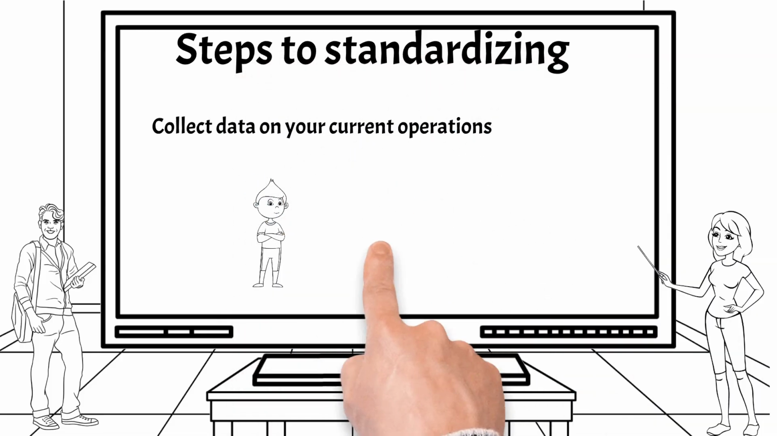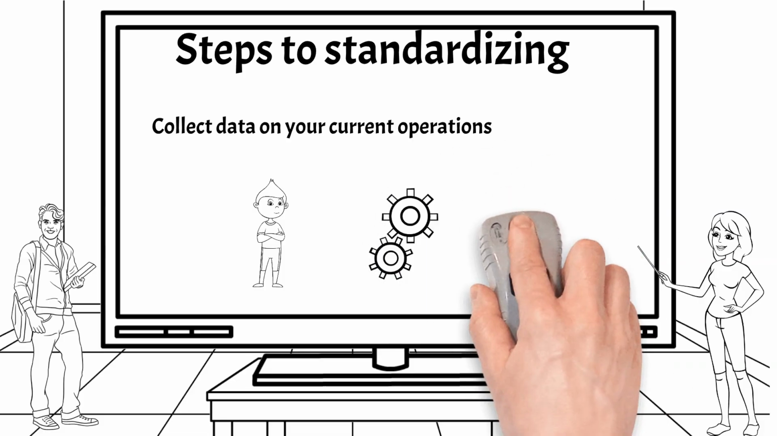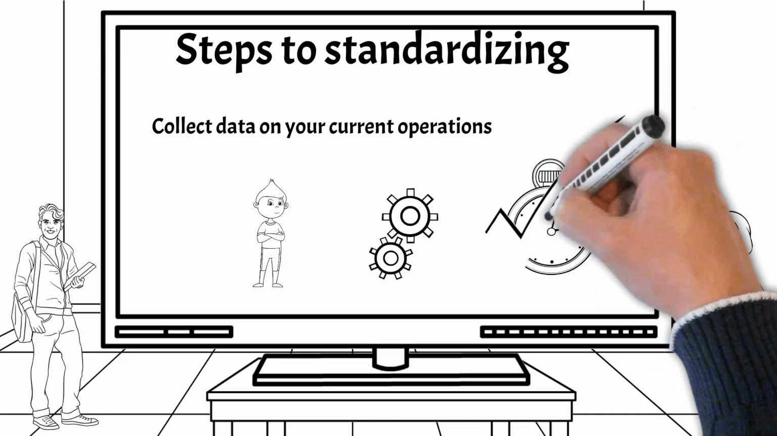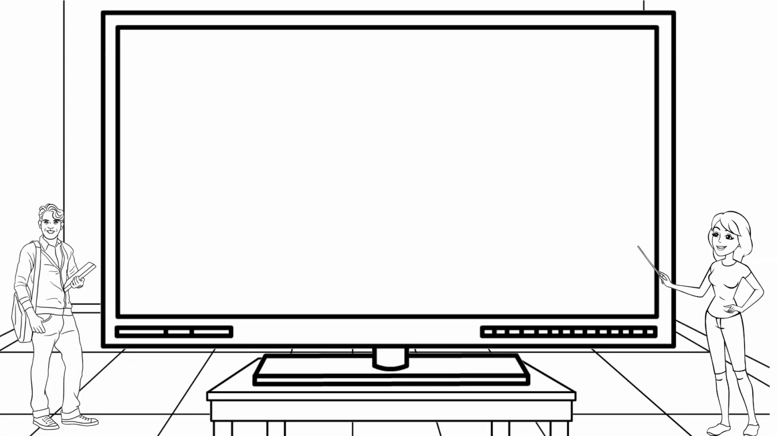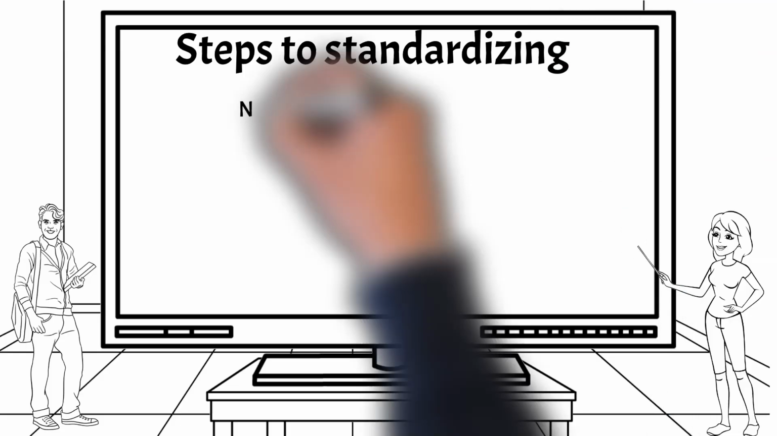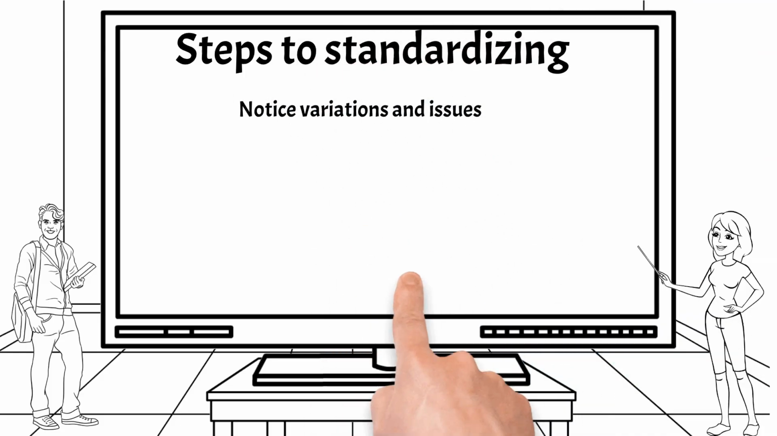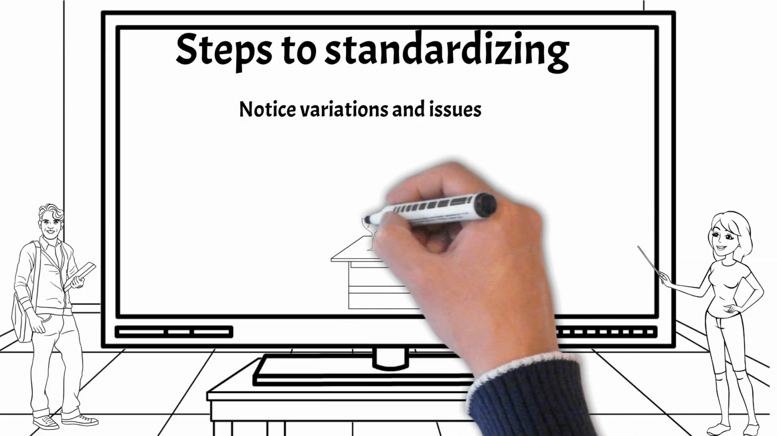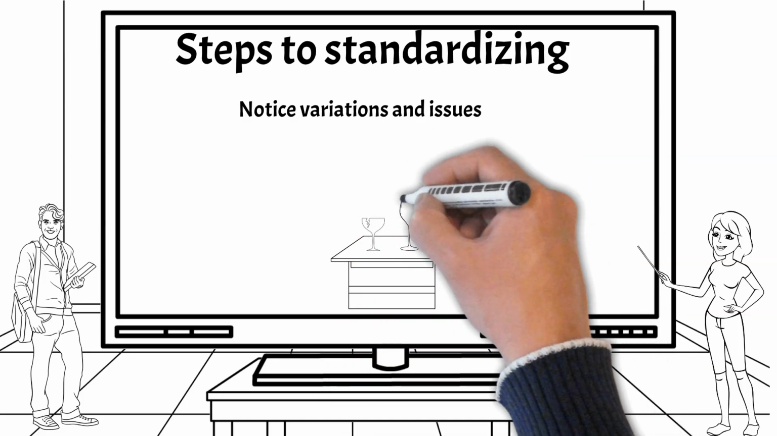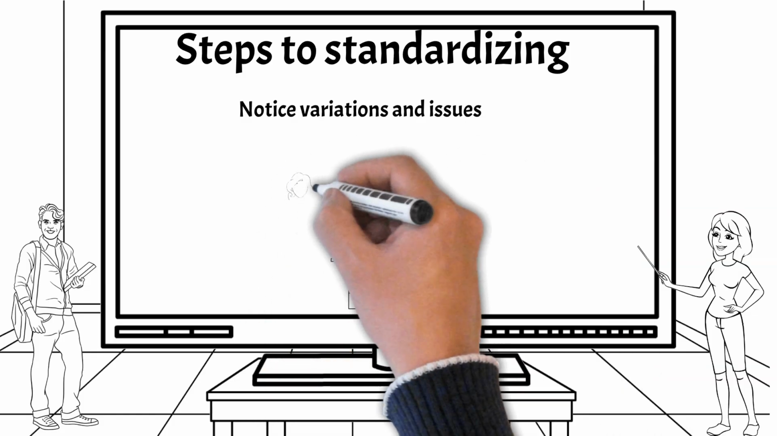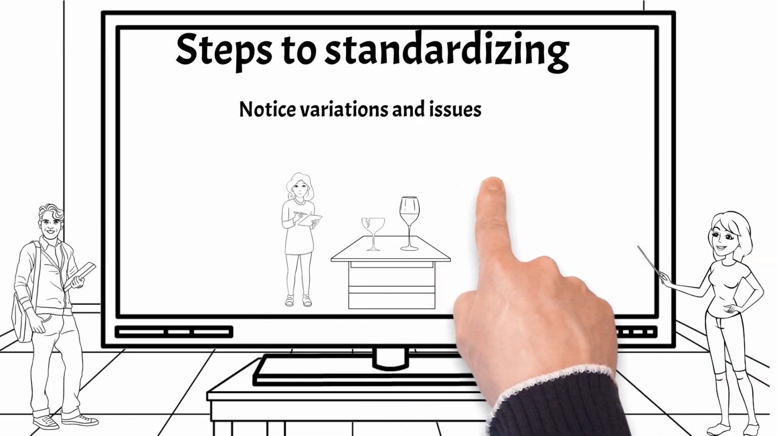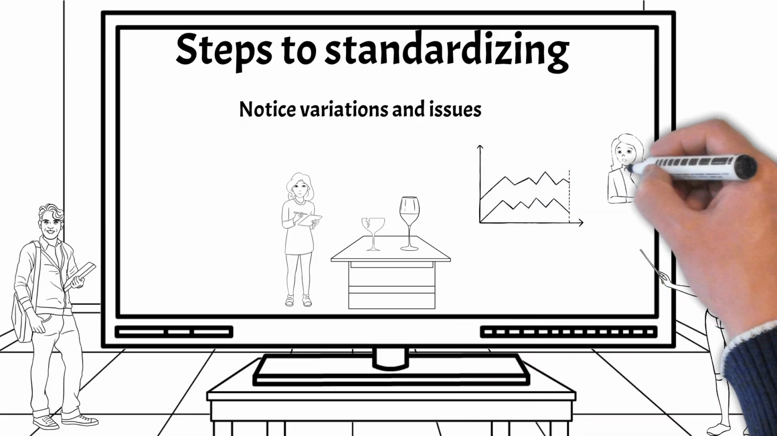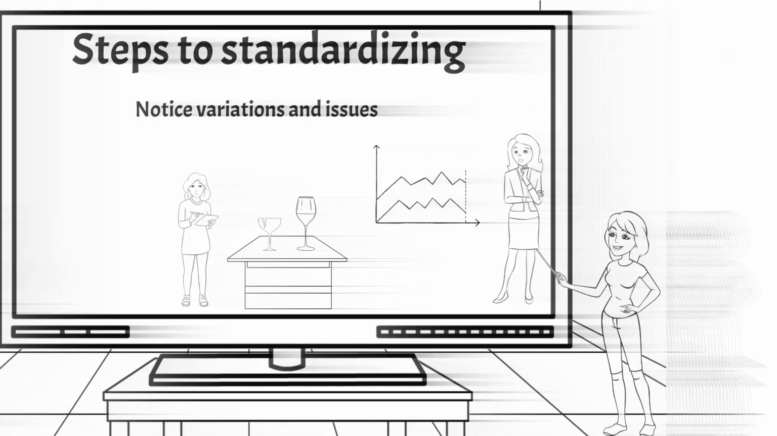Work with the team to map the process as is and collect data for your current operations. The first step is to establish your work sequence and takt time. Second, notice variations and issues. Work with your team to find the best way to perform the work. Often there are several ways to perform a task, but only one of these ways uses resource materials, machines, and operations in the most efficient way possible. Look at the data that you have collected and notice issues and variations.